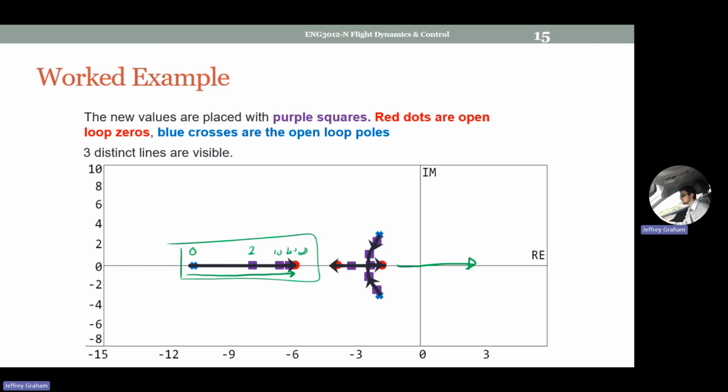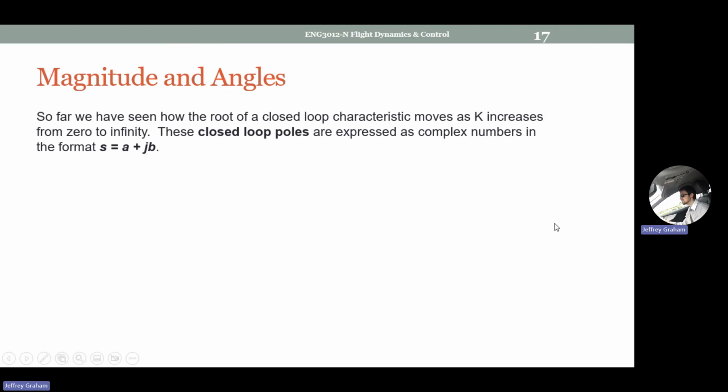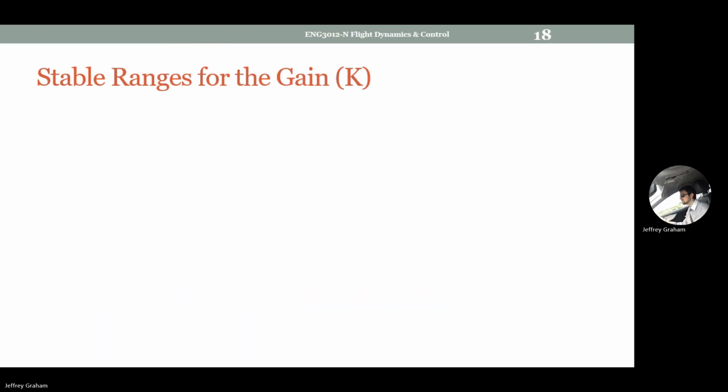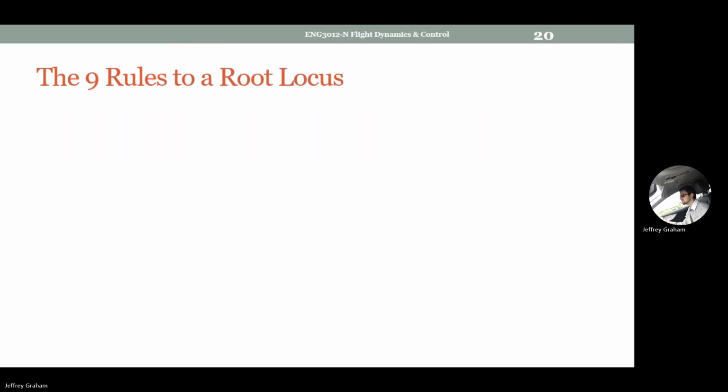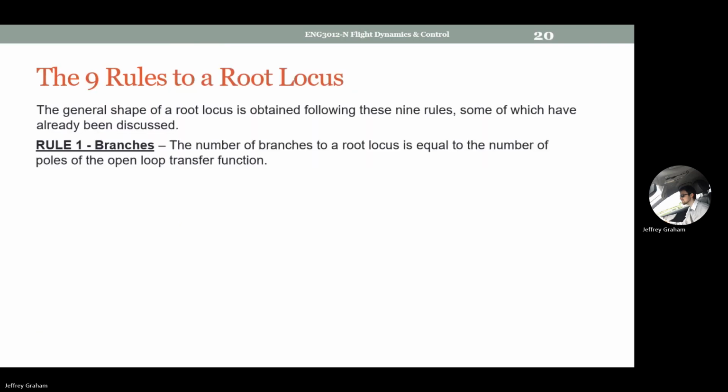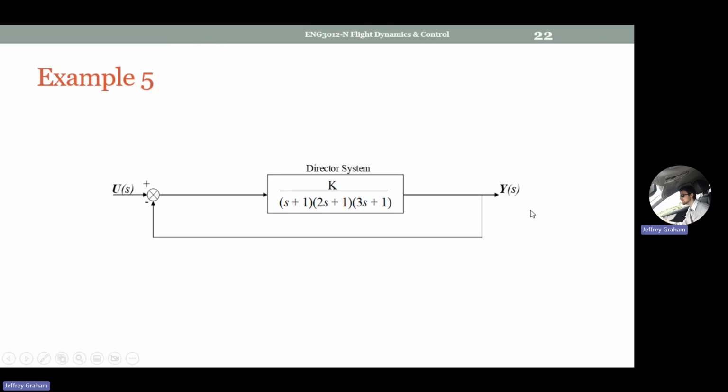Okay, right. What I'm going to do is a final example, explain all of this, and show you the 9 rules involved with this as well. Right, the example, I just jumped to the example first. So here we are.